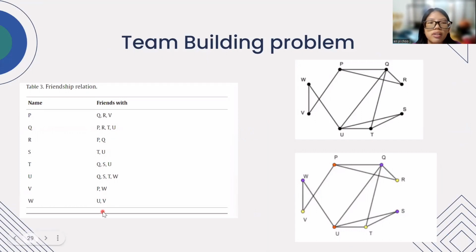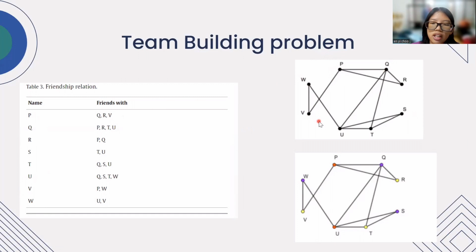Then for those who are friends, we connect them into a graph that has vertices and also edges. The vertices are the names of the students, and the edges connect the vertices that are friends. For example, P has friends Q, R, and V, so P will be connected to Q, P will be connected to R, and P will be connected to V, and so on. Then we have created this graph.